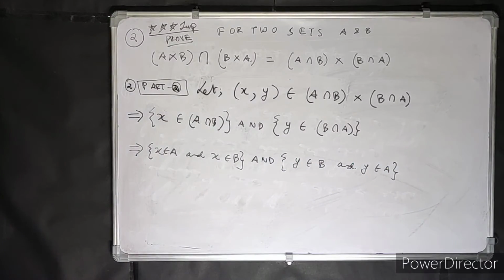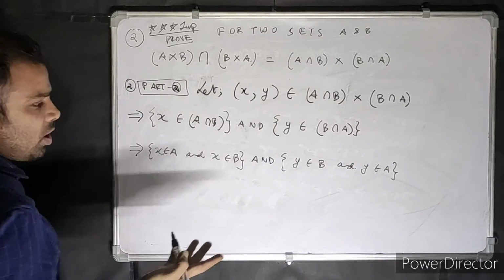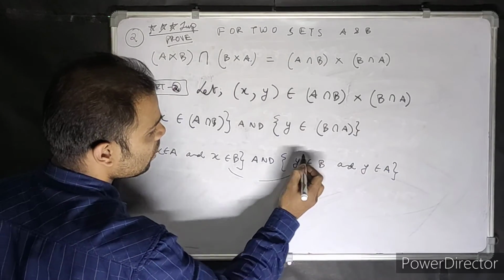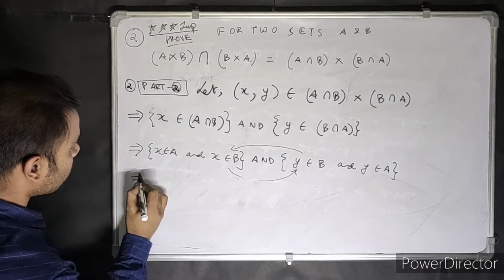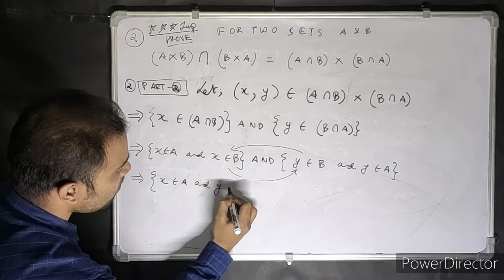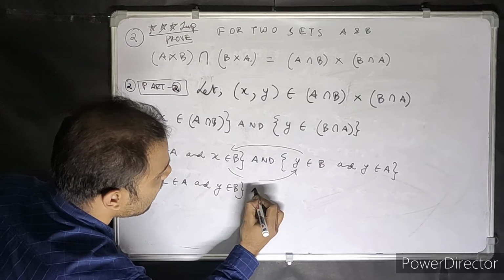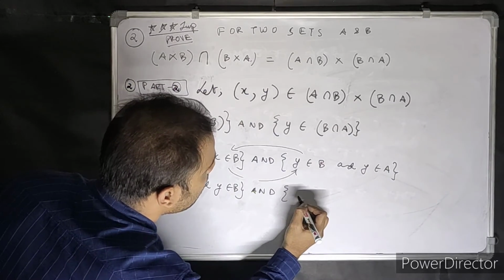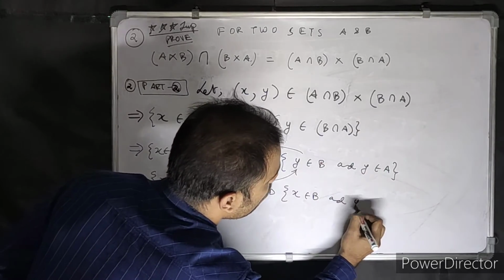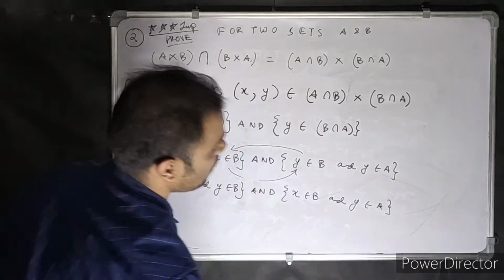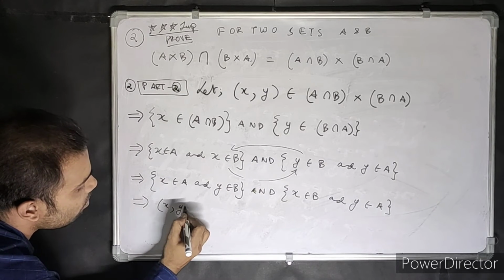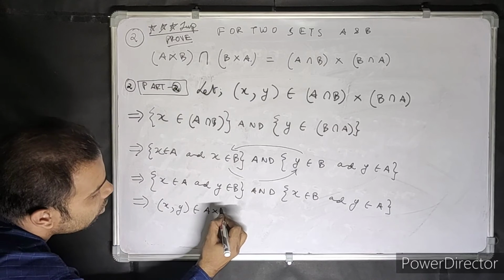Now you have to write this in the coordinate form. But you cannot write that because you have to change positions. Take this there, bring this here, same thing. Now x belongs to A and y belongs to B, and x belongs to B and y belongs to A. Now you got it in the coordinate form back again. So now from here (x, y) belongs to A cross B.